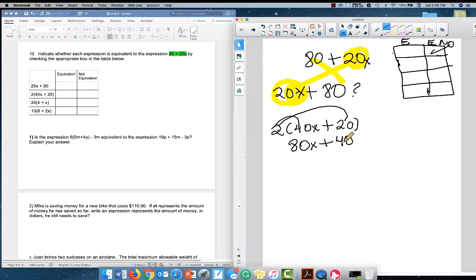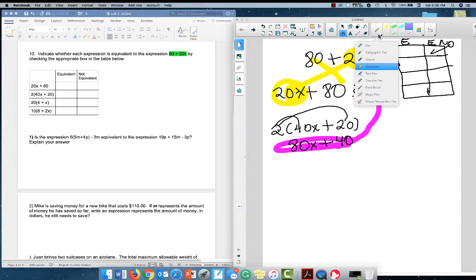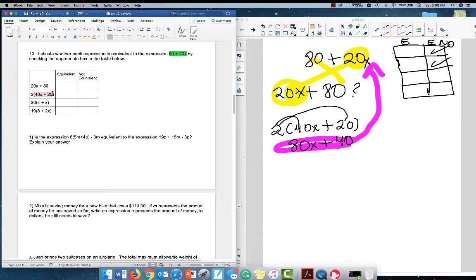Is this, I'm going to get a highlighter again, and I'm going to use a different color. Is this the same as this? Nope. It is not. I have a 40 and the other one has a 20. Come on. Right? So, nope. Let's hope we have better luck with the next one. So this one was no luck.